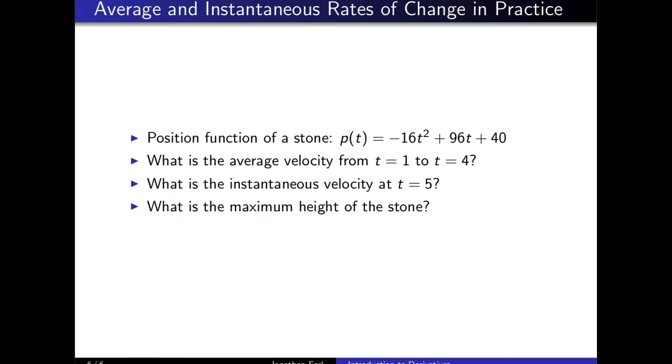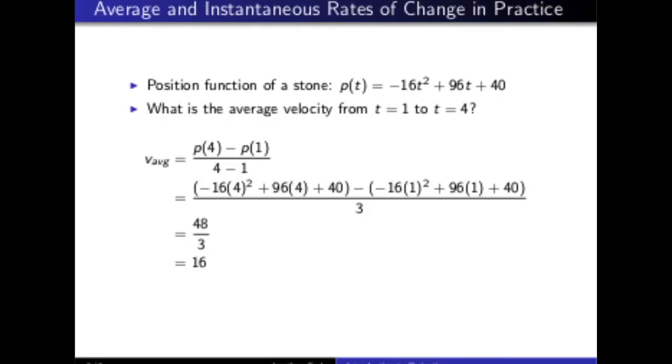Okay, so then we'll wrap this discussion up with one more example. We're going to take the position of a stone that gets thrown into the air to be given by minus 16t squared plus 96t plus 40. We want to find our average velocity from t equals 1 to 4, our instantaneous velocity at t equals 5, and then find the maximum height that this stone reaches on its journey.